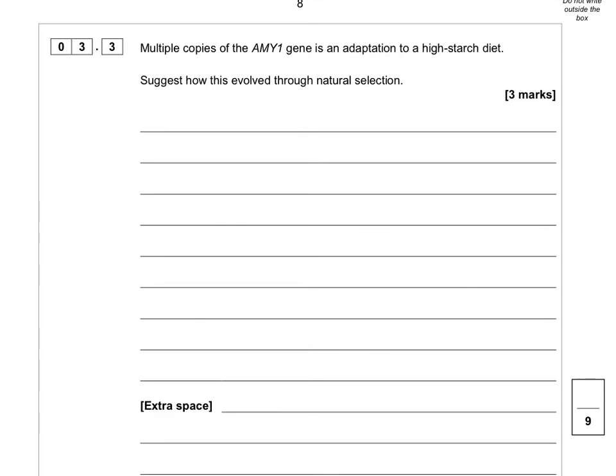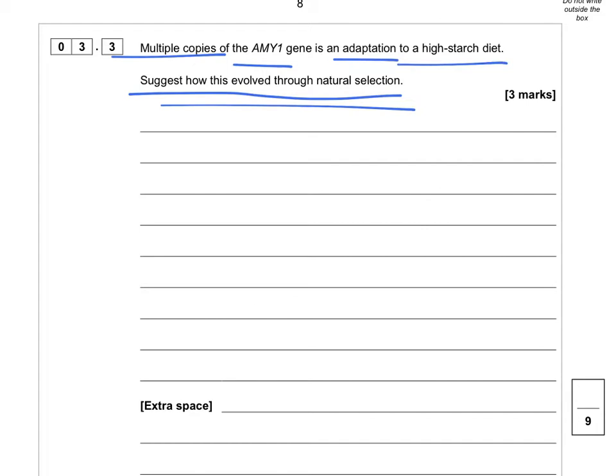And then question 3.3, it gives you a bit of a curveball here, so it goes away from protein synthesis to talking about natural selection. So multiple copies as an adaptation to high starch diet again, but they want you to suggest how it's evolved from natural selection. So in terms of natural selection, what is producing these extra copies of the AMY1 gene? And very simply, it's due to mutation.